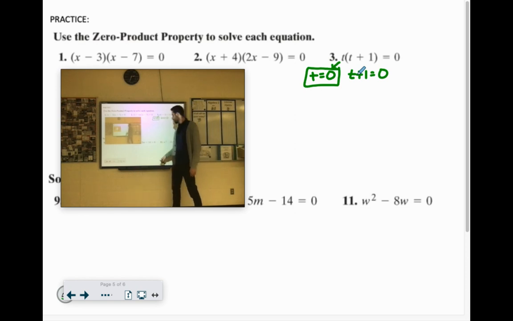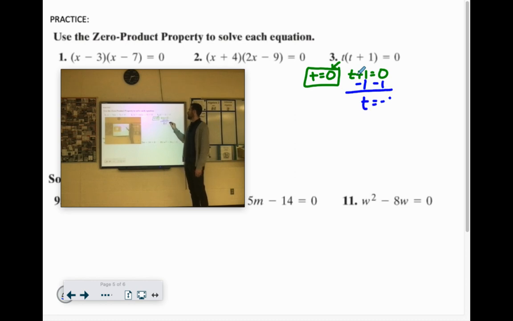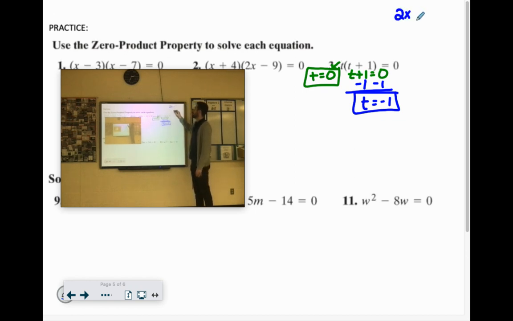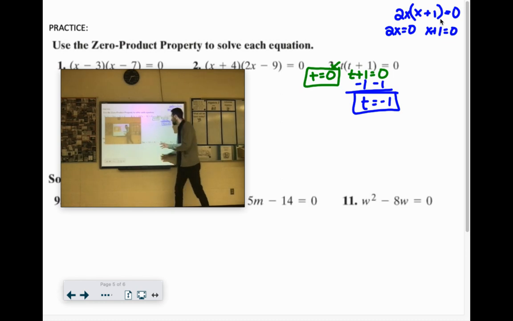But the t plus 1 equals 0 is not solved, so we would need to subtract the 1 from both sides. T equals -1. So those would be your 2 solutions. So if you ever see just a variable outside, set that part equal to 0 too. Or if it's like 2x times x plus 1, your 2 equations would be 2x equals 0 and x plus 1 equals 0. So keep that in mind if you ever have variables out there.